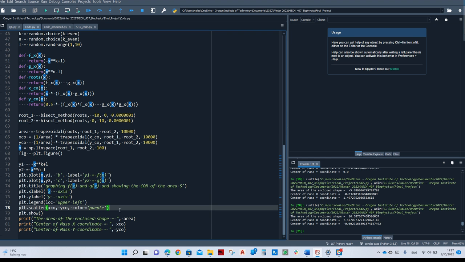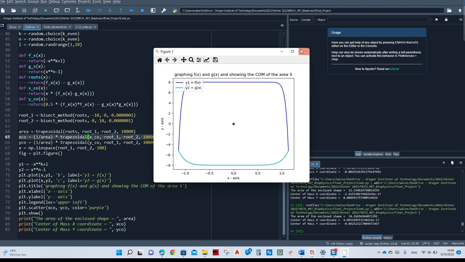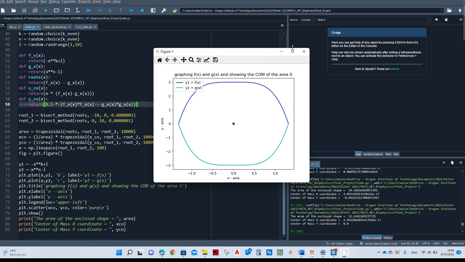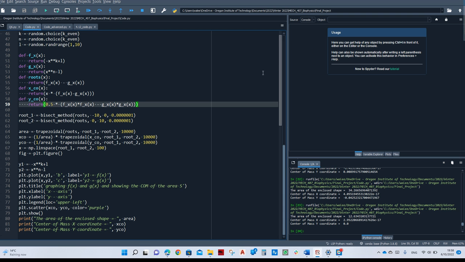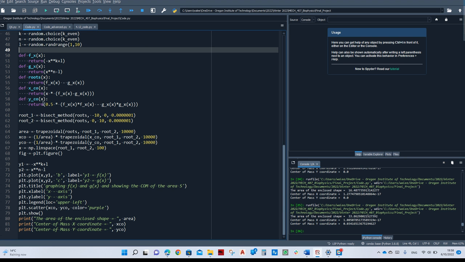Now let's try it. So this is the f of x, and this is the g of x, and this is where they would meet. This is the area, 12.154, and this is the x coordinate and y coordinate of the center of mass. And you would actually get a different shape every time. This could be updated or upgraded in a very interesting way. It was just my limited knowledge about Python that prevented me from doing that.